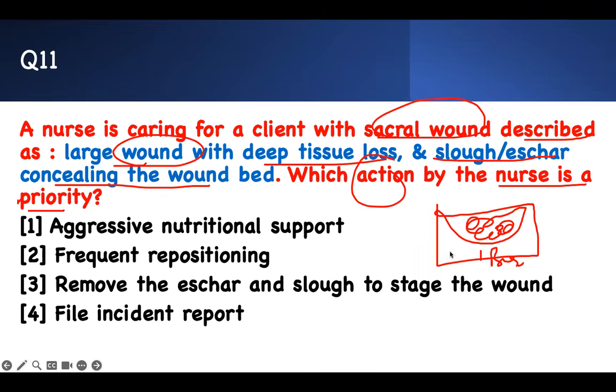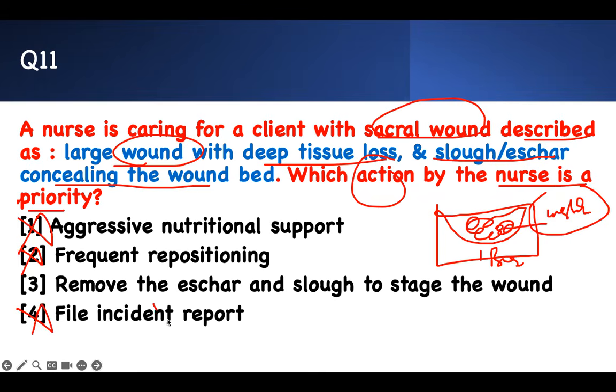We all know, based on this, slough and eschar are buzzwords. It's telling you this is unstageable. An unstageable wound cannot be left alone. Nutrition, we need nutrition, but it's not important right now. Frequent repositioning, yeah, they already have a bad wound. We will do that, but it's not important. You need to stage the wound.